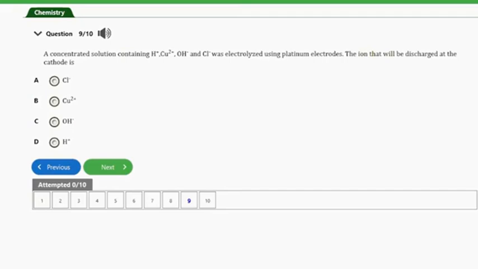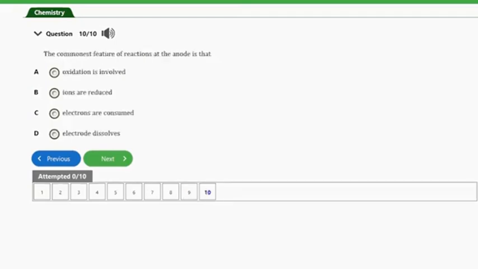Let's consider the next and the last question, and that's question number 10 here. It says, the commonest feature of reaction at the anode is that A, oxidation is involved, B, ions are reduced, C, electrons are consumed, D, electrode dissolves. So guys, the answer to this question is option A, oxidation is involved. So remember that oxidation is electron loss, and that's the correct answer to this question, guys.